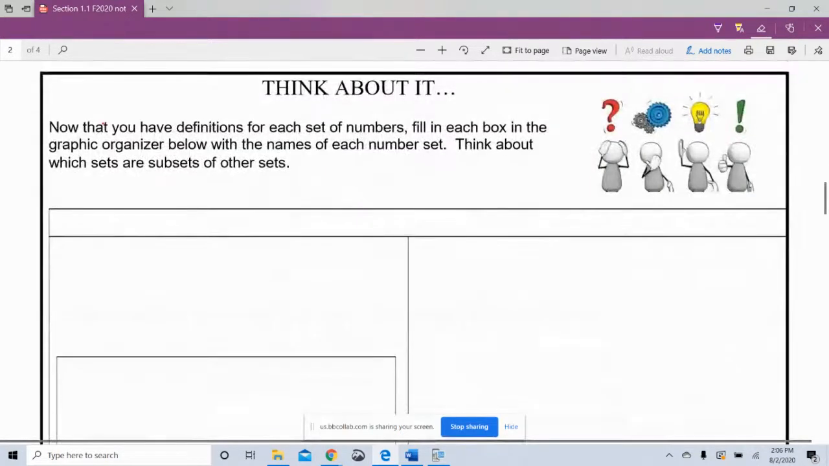Okay. So I have this little think about box here that says, now that you have the definitions for each set of numbers, fill in each box in the graphic organizer below with the names of each number set.